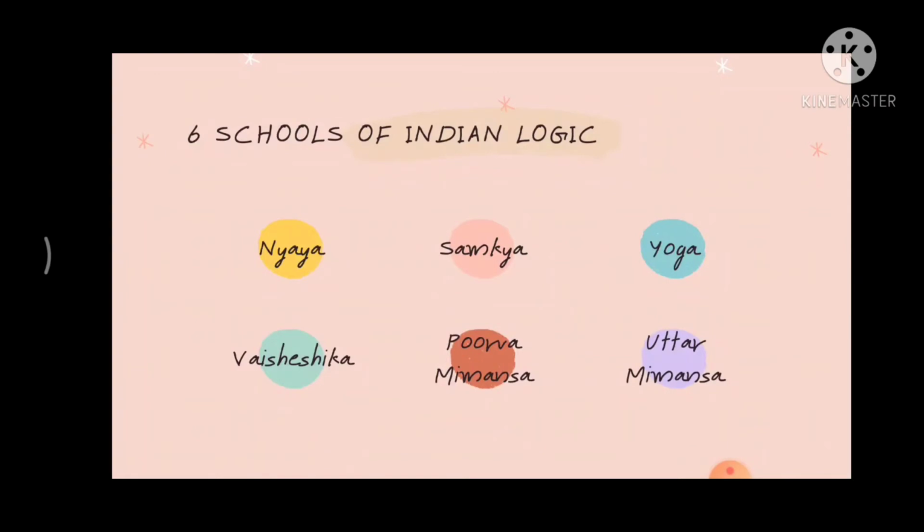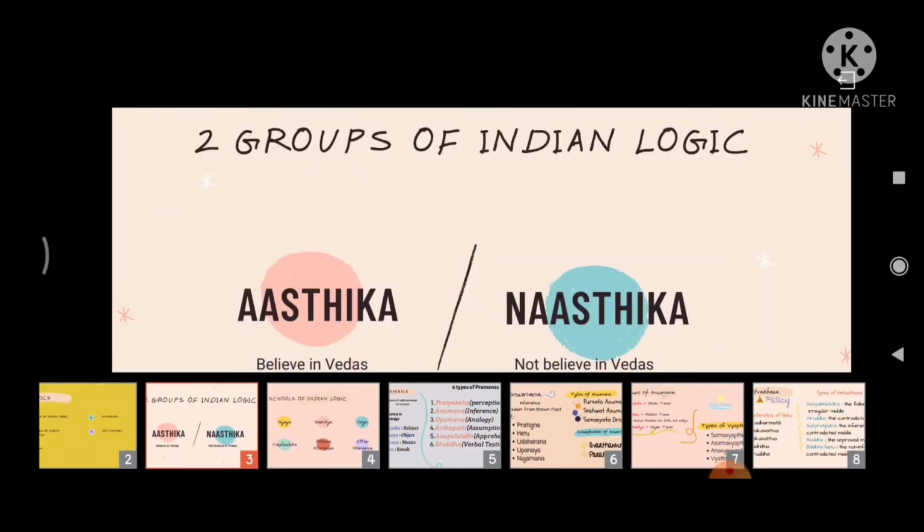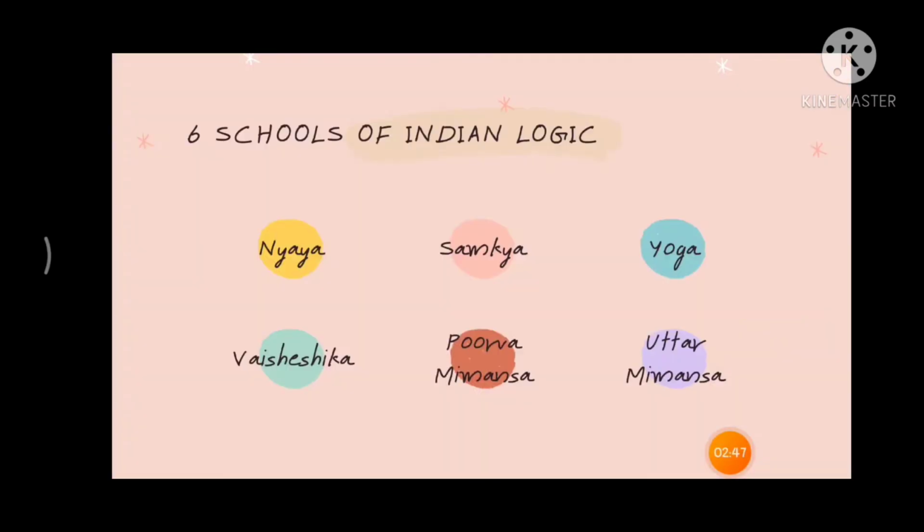Next we have the 6 schools of Indian logic. First one is Nyaya. The proponent was Gautama. Here it was a logical and analytical philosophy. It was a logical quest. Nyaya means logic, a logical quest for God and the phases of creation.